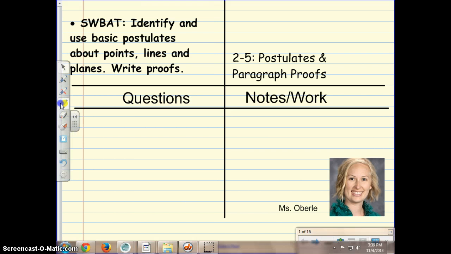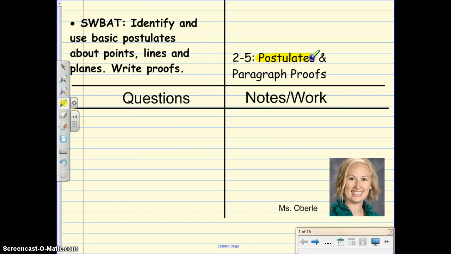And just a heads up, for this postulates part, you will need that postulates packet that you received today in class. Today, you should be able to identify and use basic postulates about points, lines, and planes, and also to write some proofs. So, fair warning, you are going to do a little bit of writing when you copy these postulates down, but you'll just copy them down once and you will use them all year.